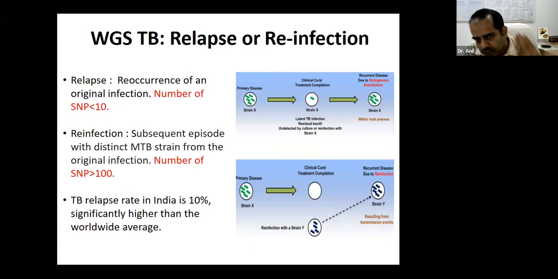Reinfection is an infection with a totally different strain. You have the whole genome sequencing data of the first isolate and of the second isolate, and the difference in SNPs is more than 100. It means that it is a reinfection, a new strain causing the infection.